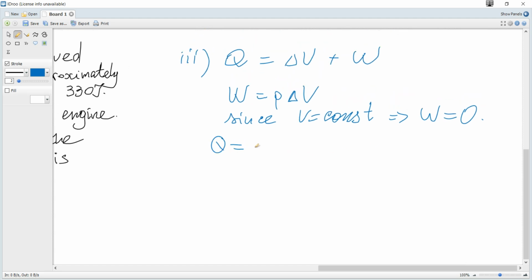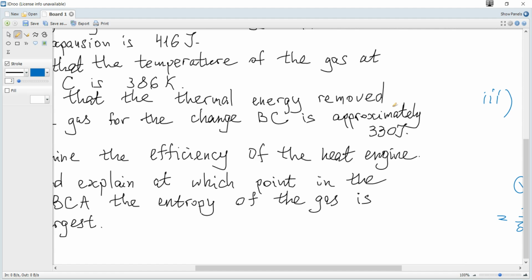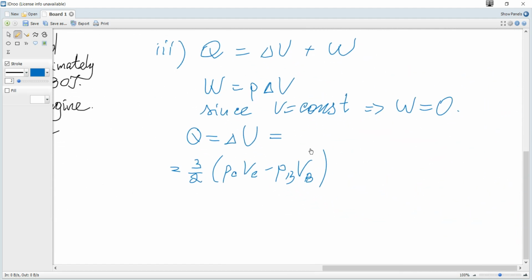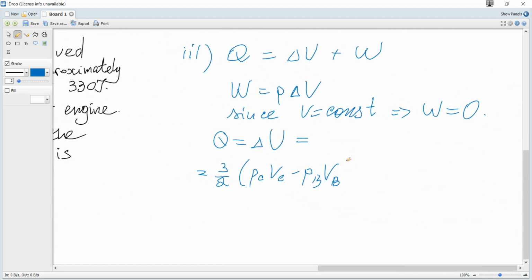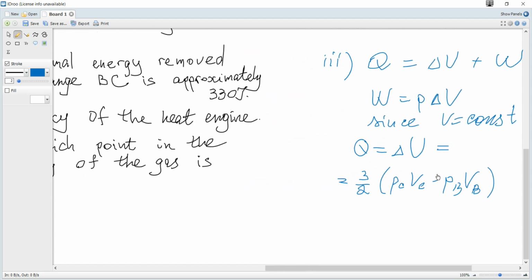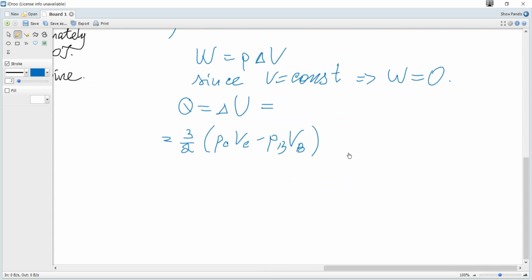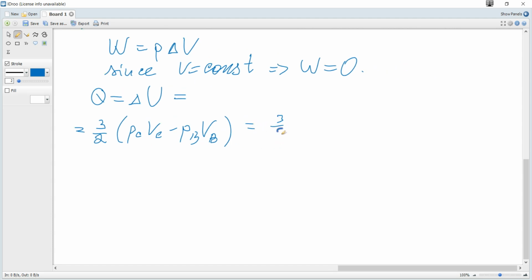Hence Q is directly the change in internal energy. And internal energy, we can write, is 3 over 2 PCVC minus PBVB, since we consider the process BC. BC: the final point is C, the starting point is B. Correct. Or it's also 3 over 2 nR (TC minus TB).